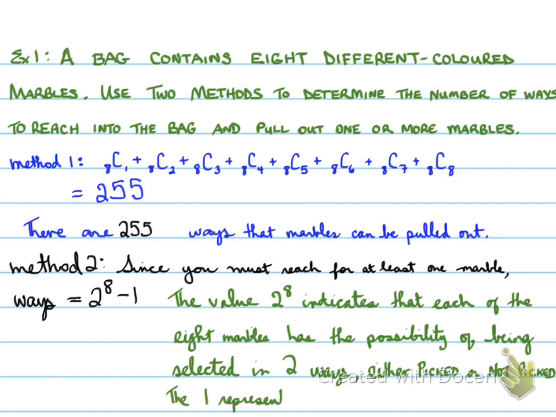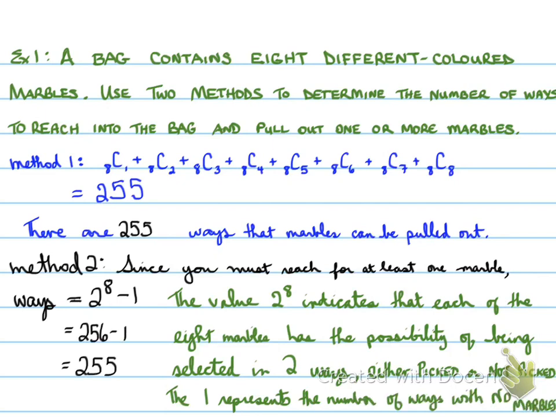Now, the 1 represents the number of ways with no marbles chosen. So again, what we're looking at is the null set. That null set, 8 choose nothing, is not an option here. But 2 to the 8 includes that option, so we have to subtract 1. 8 choose nothing, we're subtracting that. And by doing that, we're left with 255. So it's kind of neat how we can use that indirect method to get our answer.